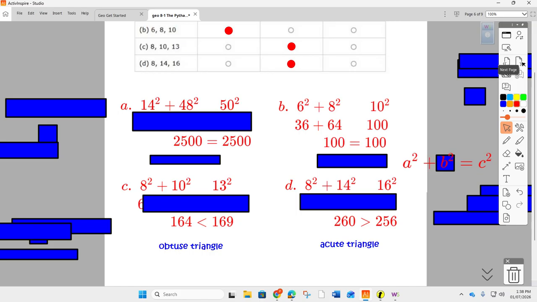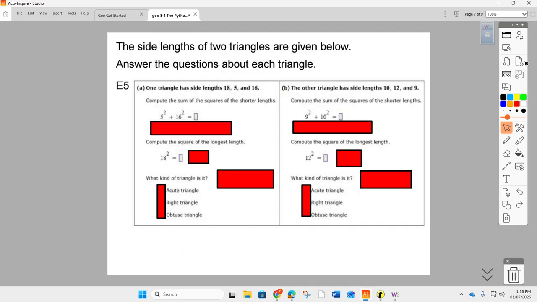Okay. The side lengths of two triangles. So this is a little bit simpler problem, determining if it's a right triangle, acute triangle, or an obtuse triangle. They do a little bit of the work for you. It says one triangle has side lengths 18, 5, and 16.